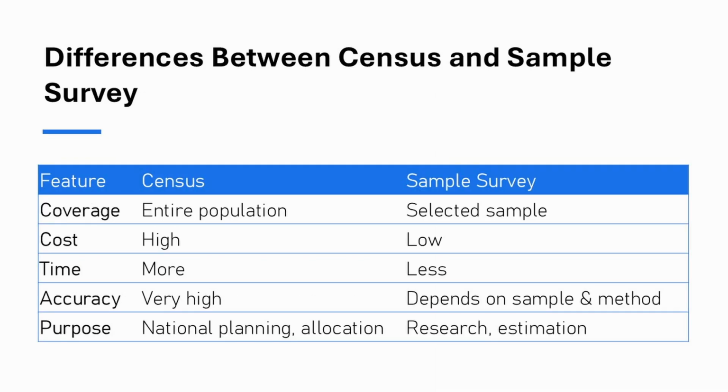This table shows the key differences between a census and a sample survey. While a census is comprehensive and highly accurate, it is also costly and time-consuming. Sample surveys are quicker and cheaper but must be carefully designed to ensure accuracy.